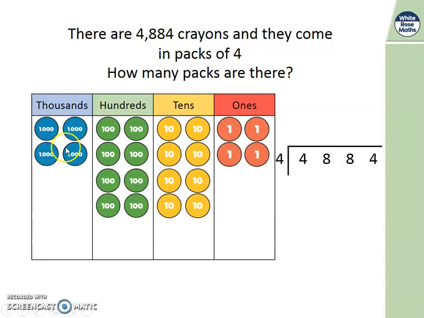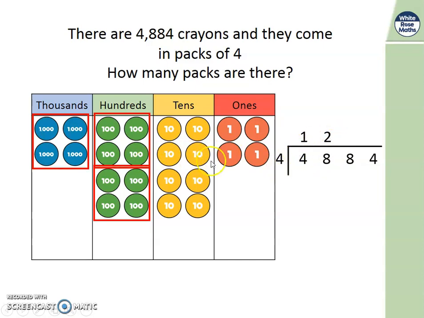So we have 4,884. As you can see, we're dividing it by 4, so I'm going to put them into groups of 4. How many groups of 4 do I have here? I have one group of 4. So we record that over here as one group of 4. 4 divided by this 4 is one group of 4. Into our hundreds column, how many groups of 4 can I make? I can make one group of 4, two groups of 4. And we write that 2 here. 4 times 2 makes 8. 8 divided by 4 is 2.